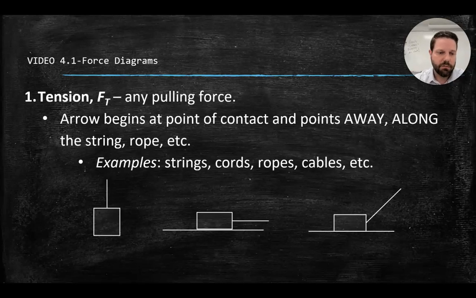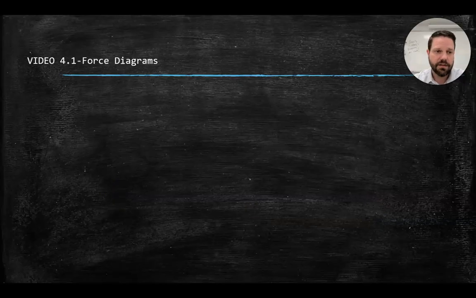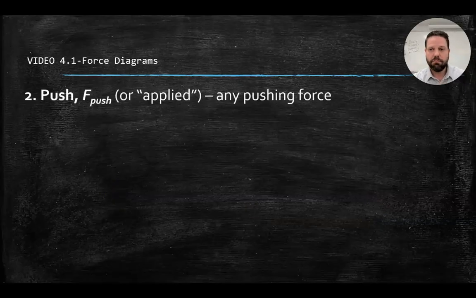For example, if we have a block that is hanging from a string, we would draw our tension like this. A block that's pulled by a string or a hook or arm would be drawn like this. And again, if we had some kind of a string, arm, or hook pulling it at an angle, it would look like that. Notice that they're all drawn from the point of contact with the block along the string, cord, rope, cable, etc.